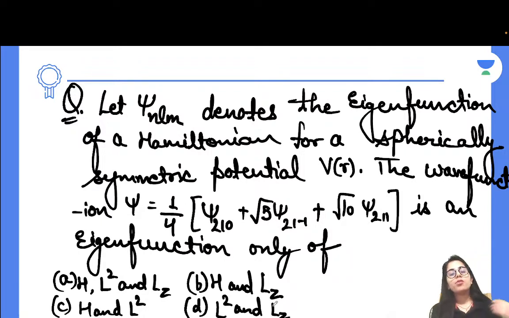Let me know once you get it done. If you know the right answer, just mention it in the comments. If you don't know, I will help you work on it and understand what the right answer is and how you will do it.